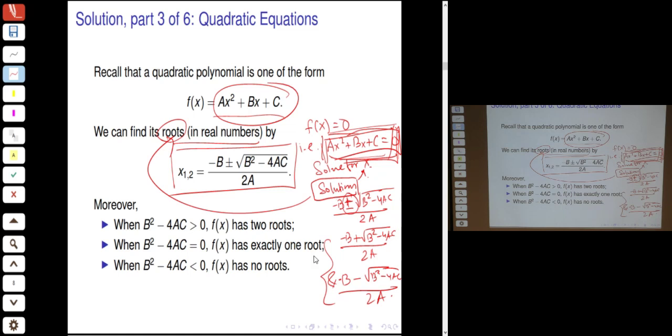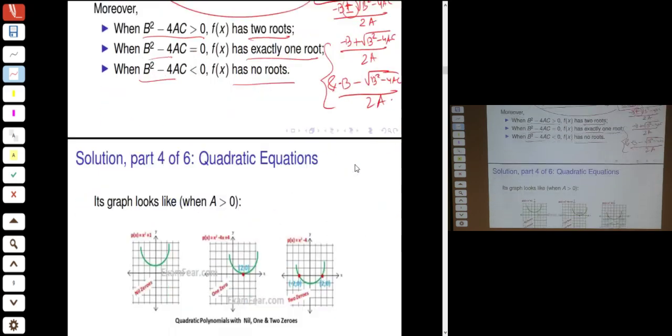It is also known that when b squared minus 4ac is positive, then it has two roots, two solutions. If it is 0, then it has exactly one root, and we will see this in a picture in the next slide. And if b squared minus 4ac is negative, it has no roots. So there is no real number which satisfies this equation. Okay.